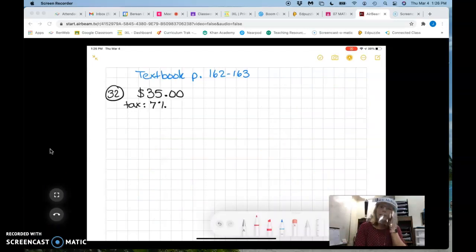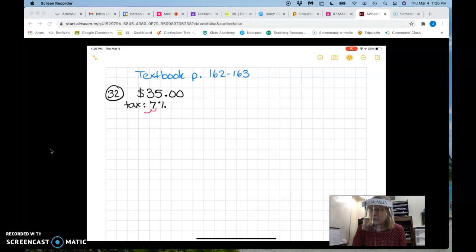Okay, so this next section is on tax. When we are figuring out tax, there's two ways to do it. It depends on the question that they ask us. And you should have seen in your Edpuzzle yesterday the two different ways. So the first thing I have to do always is move that decimal point 2 places.